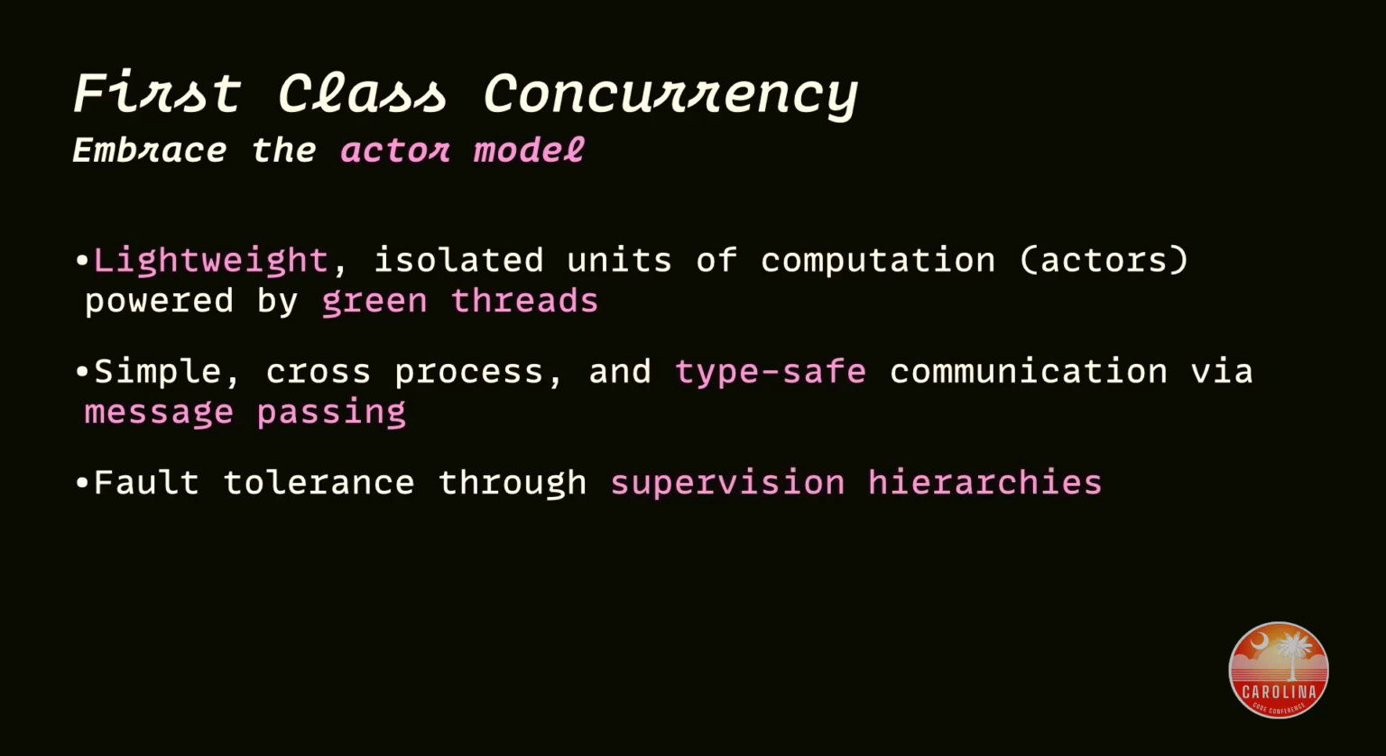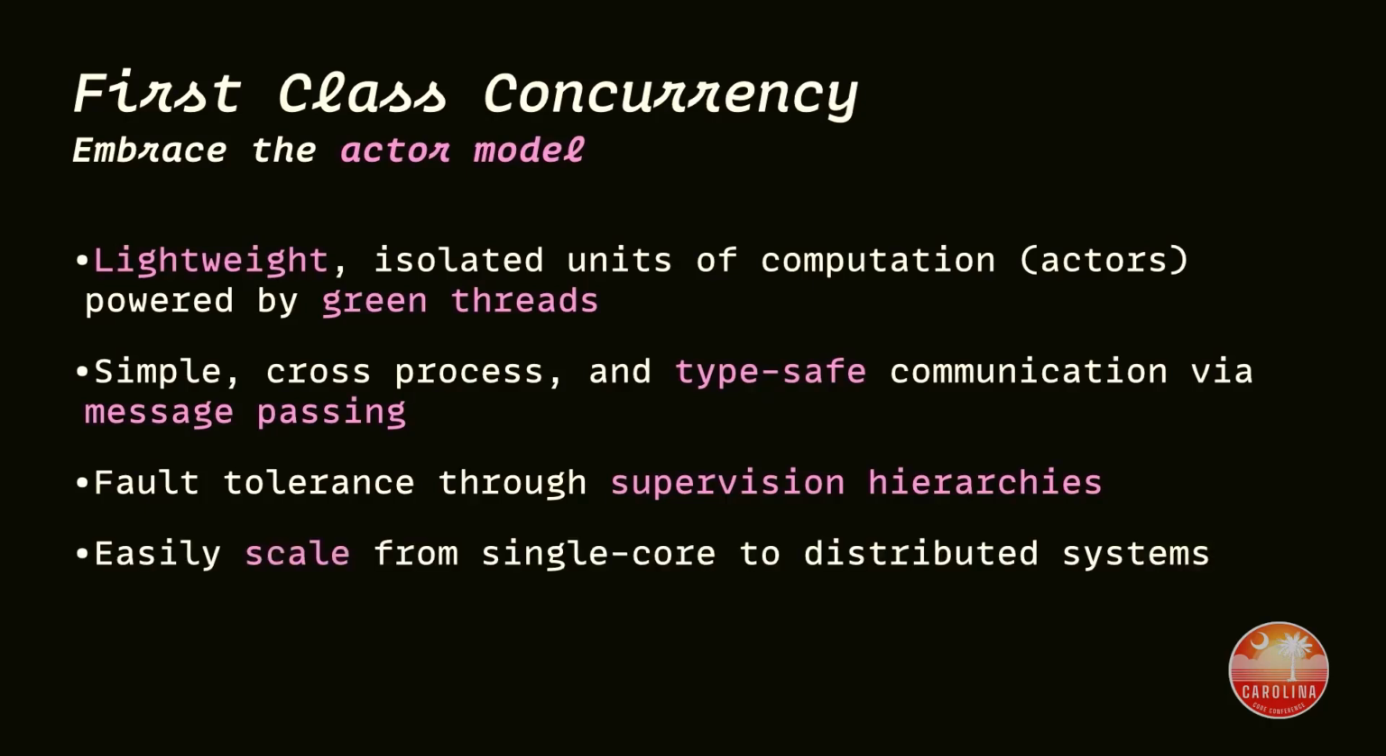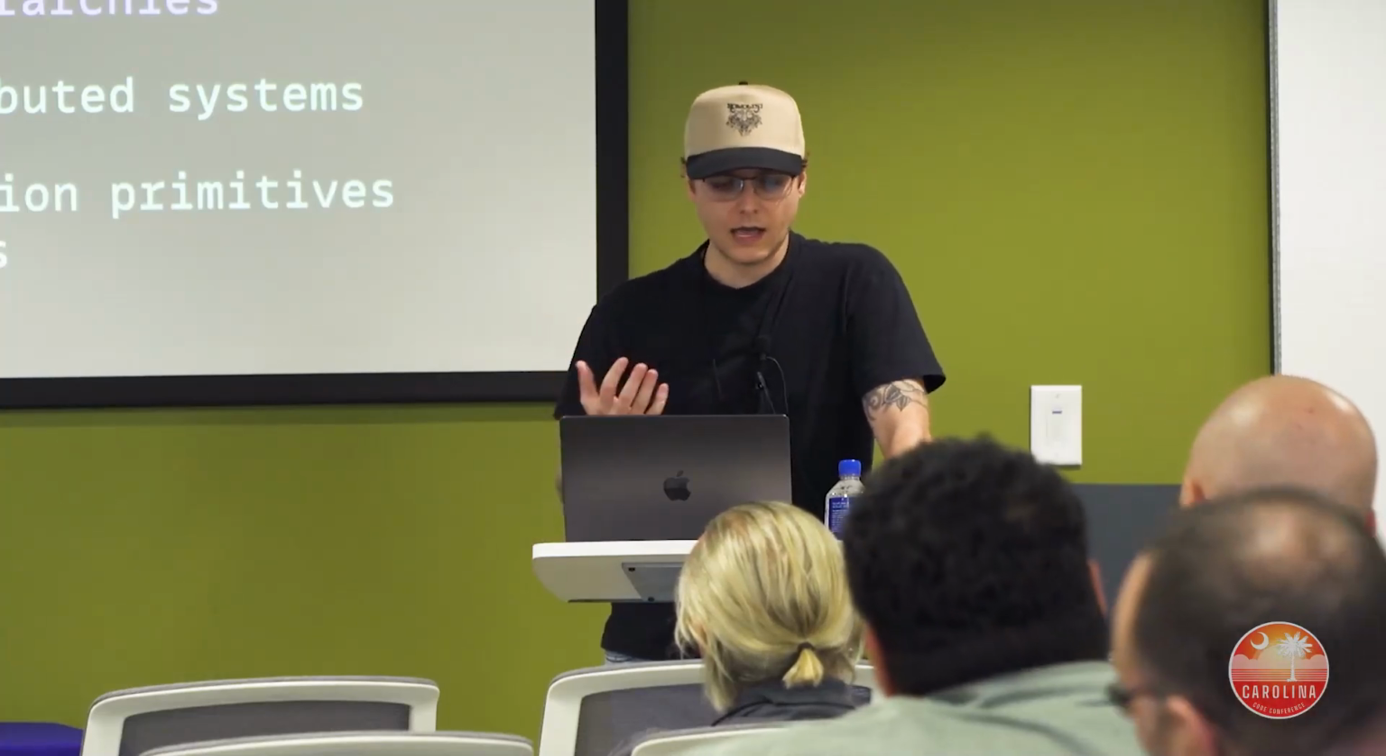I would like to have fault tolerance through supervision hierarchies. So I would like to be able to spin off these concurrent processes, and I would like the process that spawned them to dictate what should happen when a child process encounters an error. Should it just not spin up? Should it spin up n number of times? Should it retry? What is the interval it should retry? Should it always restart? I want to be able to easily scale from a single core on a CPU to fully distributed systems. And embracing an actor model reduces the need for low-level synchronization primitives such as mutexes, semaphores, and read-write locks.